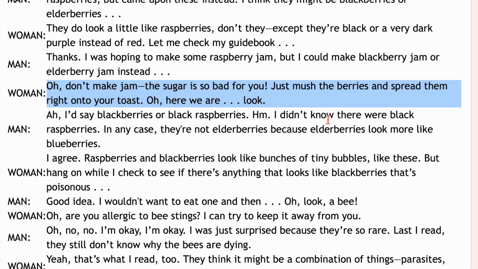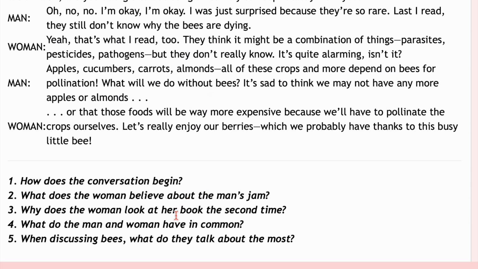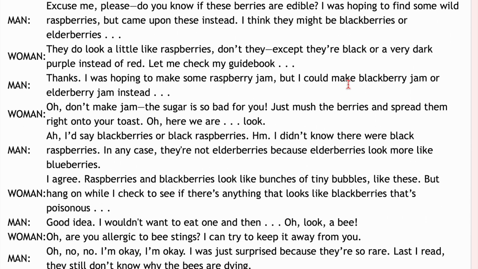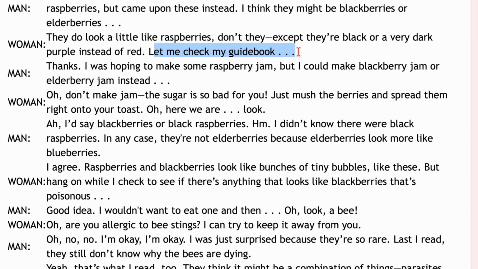And what about question 3? Why does the woman look at her book the second time? Okay, so she looked at the book over here to check what kind of berries they were.